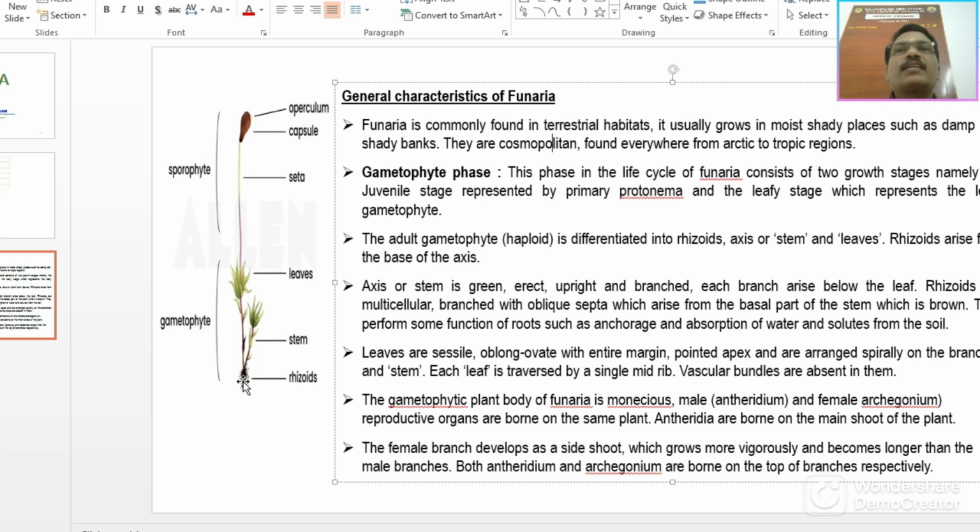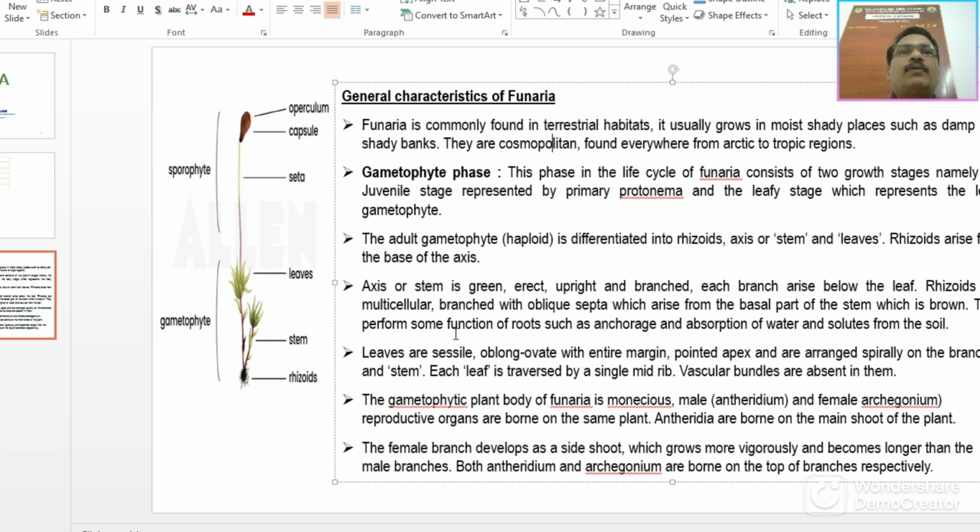Okay, so these are the rhizoids which arise from the base of the stem, and the stem is an erect structure. It is erect, upright, and branched. Each branch arises below the leaf, just below the leaf. The rhizoids are multicellular, branched with oblique septa, which arise from the base part of the stem, and are brown.